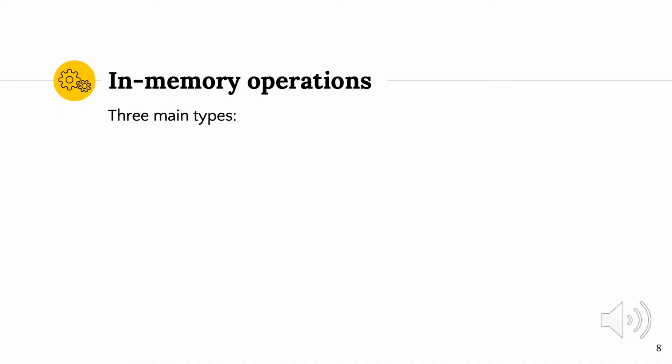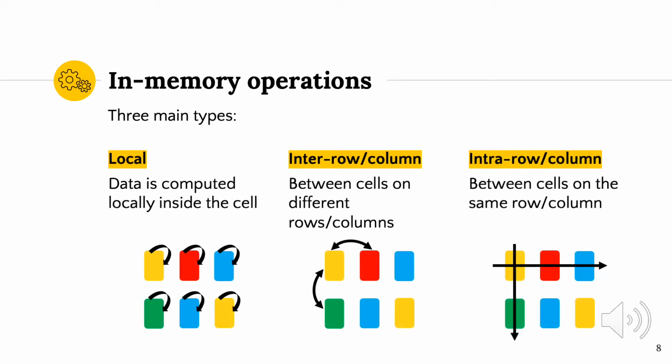The type of in-memory operations that CLIMA supports are three. Data can be computed locally inside each cell, or they can be computed between cells on different rows or columns, or between cells on the same row or column. In particular, these last two types of in-memory operations are what makes CLIMA highly flexible and capable to support complex data flows and complex applications such as, for example, convolutional neural networks.